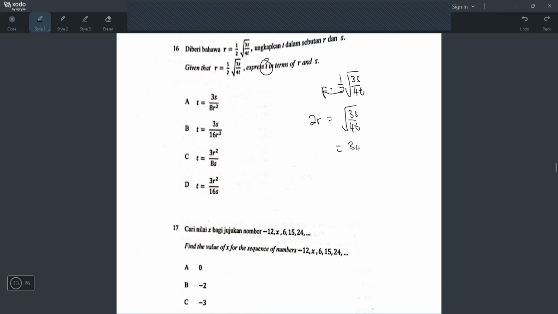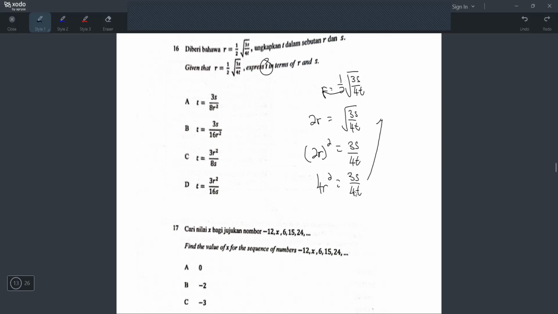Now you move the square root. So what happens when you move the square root over? It becomes square. So the 2R will square. Okay, but the square, 2R square, you will not get 2R square. You will get 4R square because the 2 also has to square. So you end up with 4R square equals to 3S over 4T.